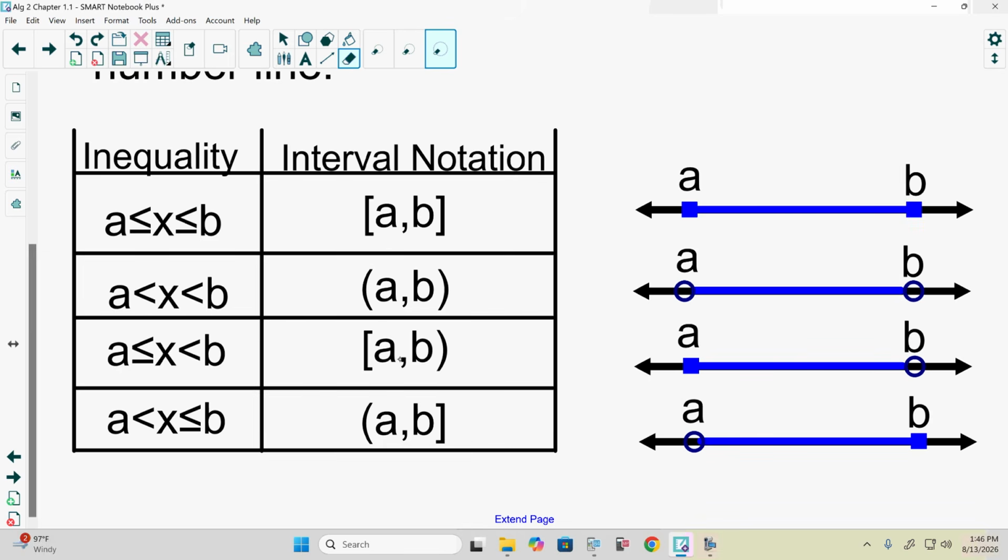Questions on this here? Yes, sir. What the brackets and parentheses meant. So brackets in interval notation tell us that that point is included. It is equal to it. Parentheses says that it's not. We're going to get all the way up close to it, but not actually equal that number or that given value. Good question. Any other questions?